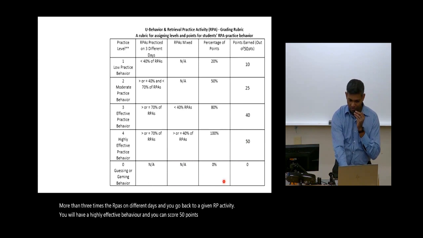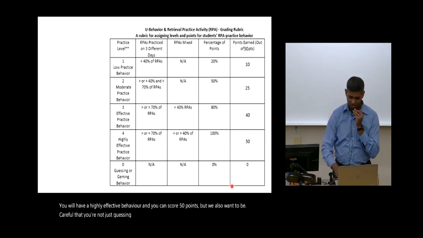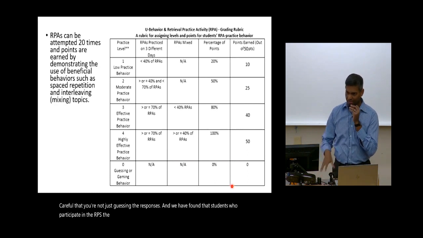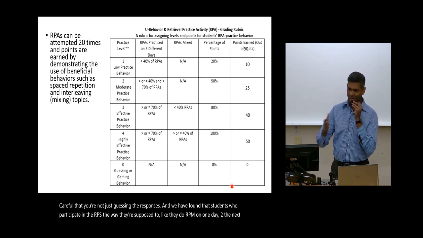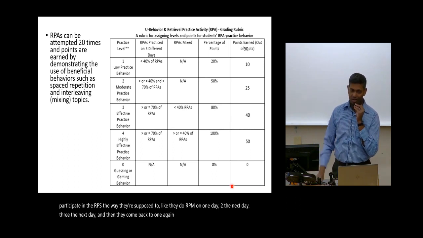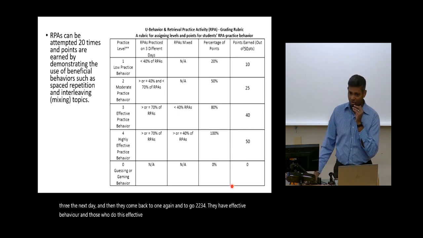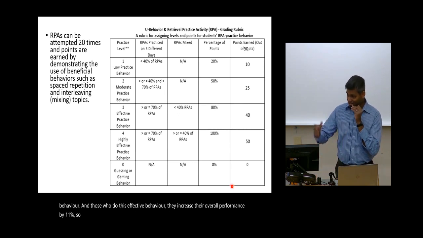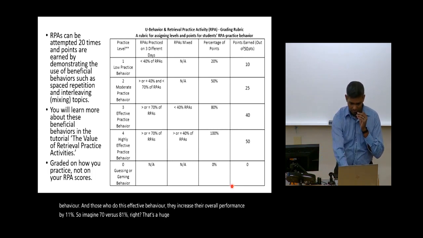But we also want to be careful that you're not just guessing the responses. We have found that students who participate in the RPAs the way they're supposed to, like they do RPA 1 on one day, 2 the next day, 3 the next day, and then they come back to 1 again and go do 2, 3, 4, they have effective behavior. And those who do this effective behavior increase their overall performance by 11%. So imagine 70 versus 81%, right? That's a huge increase in performance.